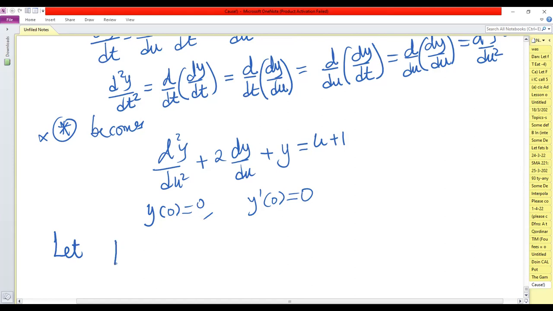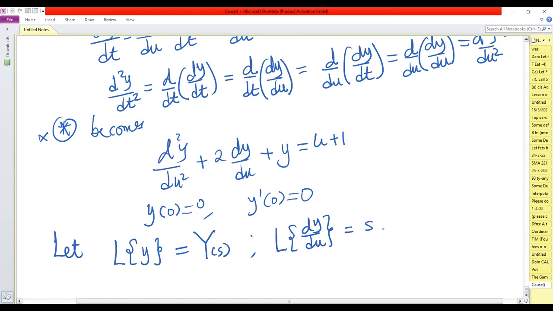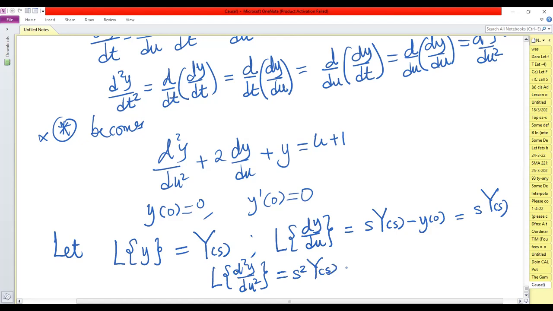Let the Laplace transform of y be given by capital Y of S. And we know that the Laplace transform of dy du will be given by S Y of S minus y at 0, which is the same as just S Y of S. And the Laplace transform of the second derivative of this function, from definition, is S squared Y of S minus S y at 0 minus y prime at 0. And replacing these values for 0 and 0, we just get this one as S squared Y of S.